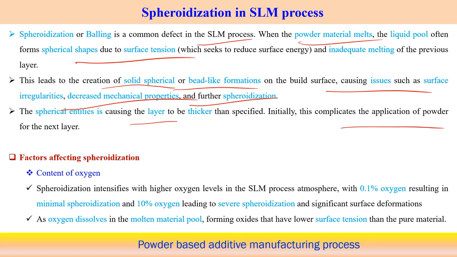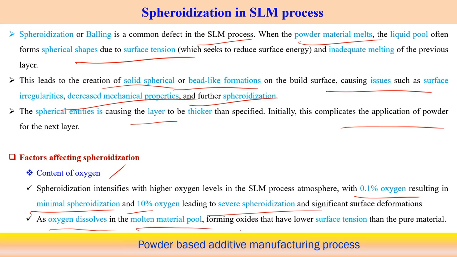But what are the factors that affect this particular problem, the spherization process? One is the content of oxygen. The presence of oxygen actually enhances the effect of spherization in this case. For example, 0.1% oxygen results in minimal spherization, but if it is 10% oxygen, then severe spherization is usually associated with it, and it may create some kind of surface deformation while handling the powder.